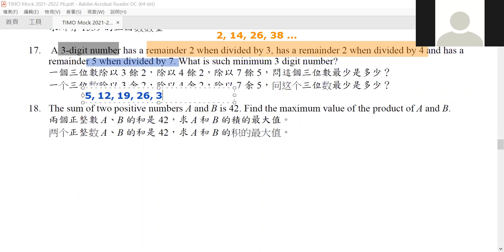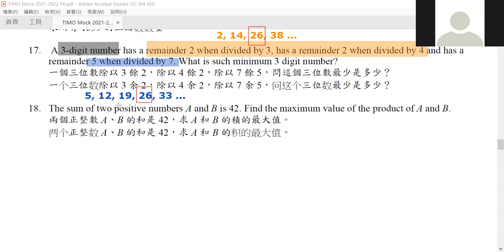So what are the common values of all these conditions? Is it 26, right? 14 when divided by 7 does not have a remainder of 5, okay?